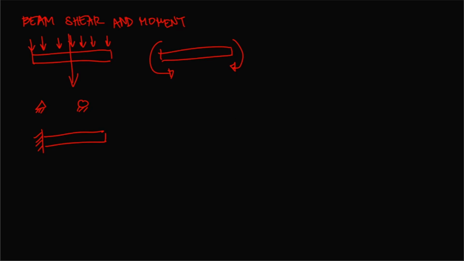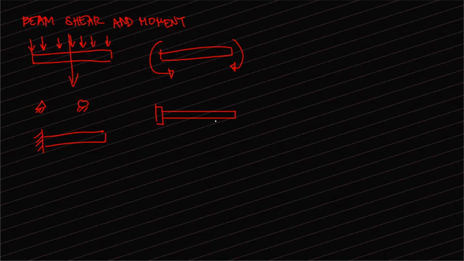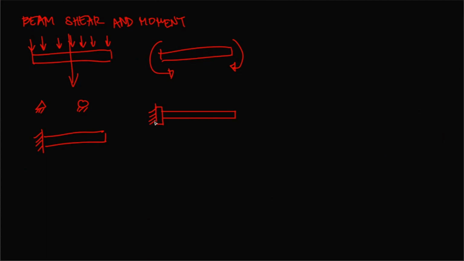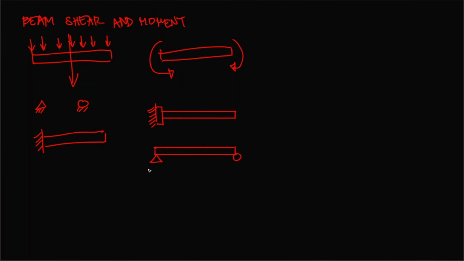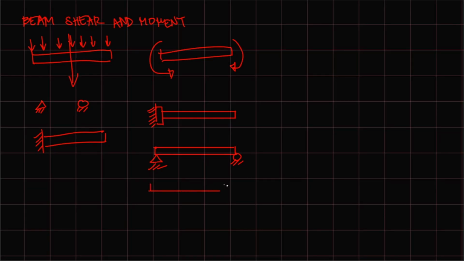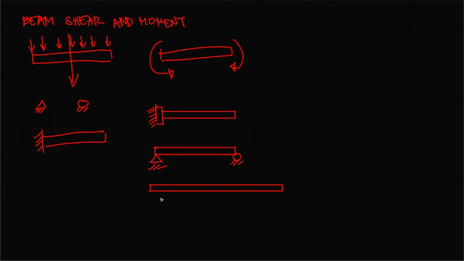And then there are different types of beam, which we will only be talking about a cantilever beam, which obviously uses a fixed type support. And then there will be a simply supported beam. It would look something like this. And then finally, the third one would be an overhanging beam. It would be something like this.